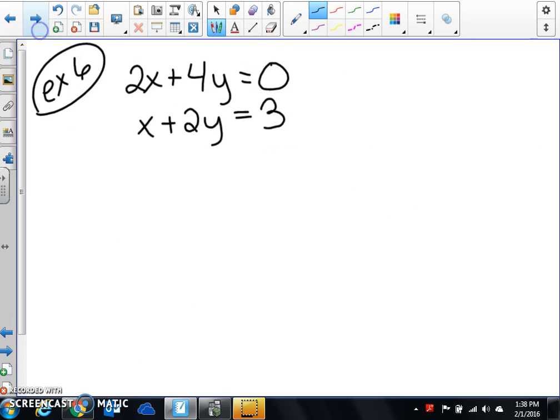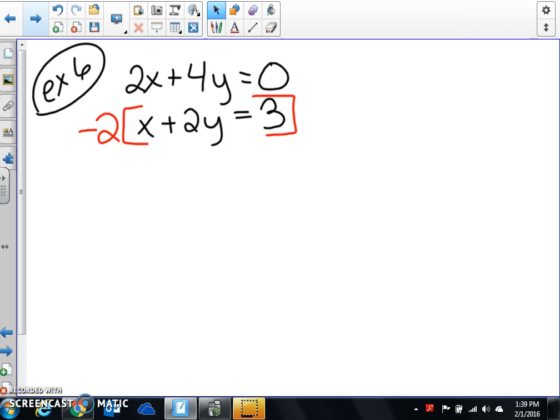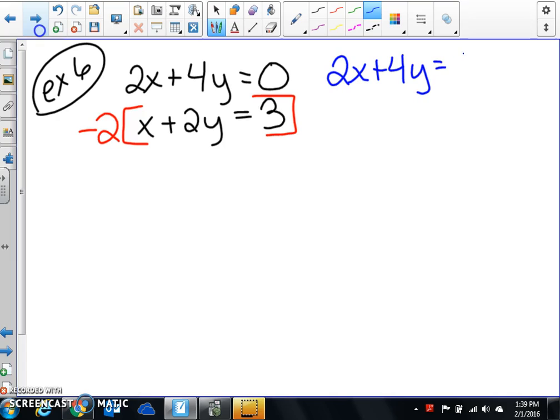And last one. All right, I look at my x's. They are not the same. The y's are not the same. So I've got to mess with one of them. I'm going to go ahead and manipulate this bottom one. And I'm going to make it negative 2 so that my x's cancel. So this time the top one did not change. So I just rewrite 2x plus 4y equals 0.